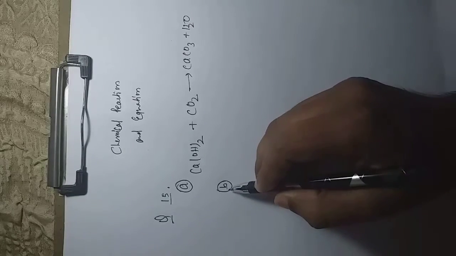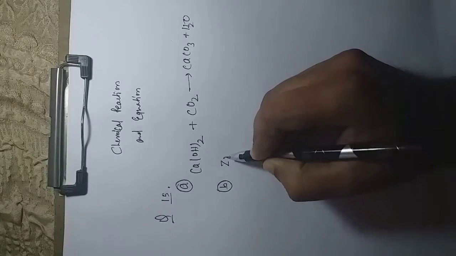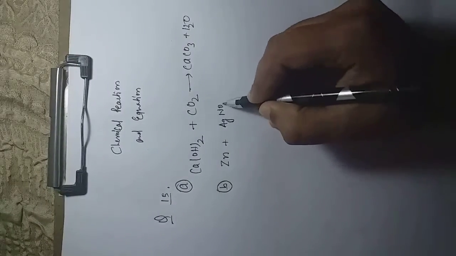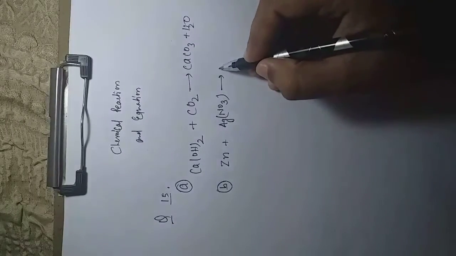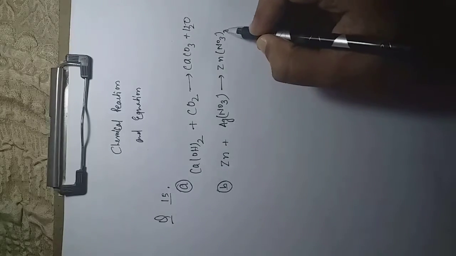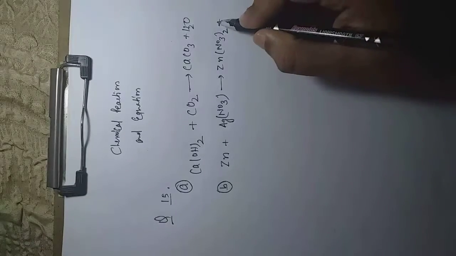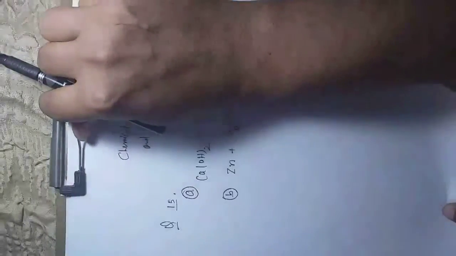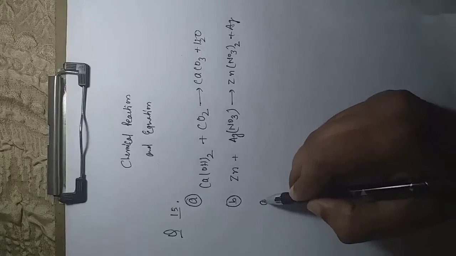Question portion B, zinc reacts with silver nitrate. So you write zinc reacts with silver nitrate, AgNO3. Everything is written in words, right? So you may write like this, and then Zn(NO3)2, it forms zinc nitrate plus silver. Plus silver means you just write Ag, right? This is our compound after the reaction. Clear? Question number C.